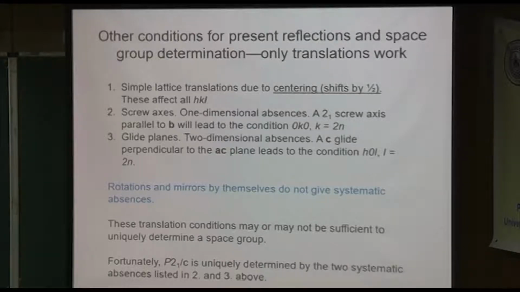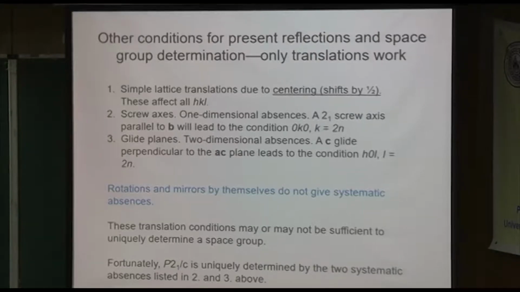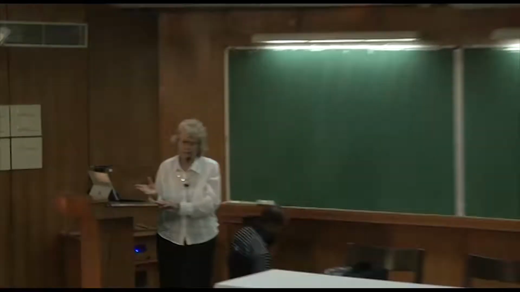But now, only the operations which involve translation actually cause any extinctions. So mirror planes don't cause any at all because they don't involve a translation. Similarly, rotations don't cause any extinctions. So that's why, in many cases, the space groups are not uniquely determined. They're not, anyway, uniquely determined by that. If you've used XPrep, the program XPrep, it suggests a space group based on some other criteria, but the main criteria are always the extinctions.